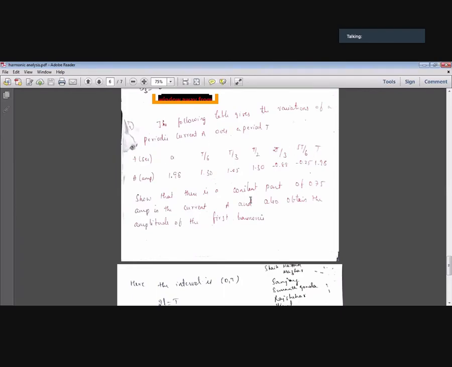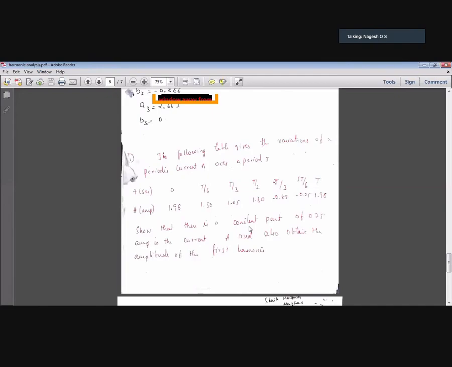Show that there is a constant part of 0.75 amplitude. Constant part means that A0 value is 0.75 in the current A, and also obtain the amplitude of the first harmonic. First harmonic means we need to find A1, B1. Okay, write this question. And this question I will explain. It's easy only.